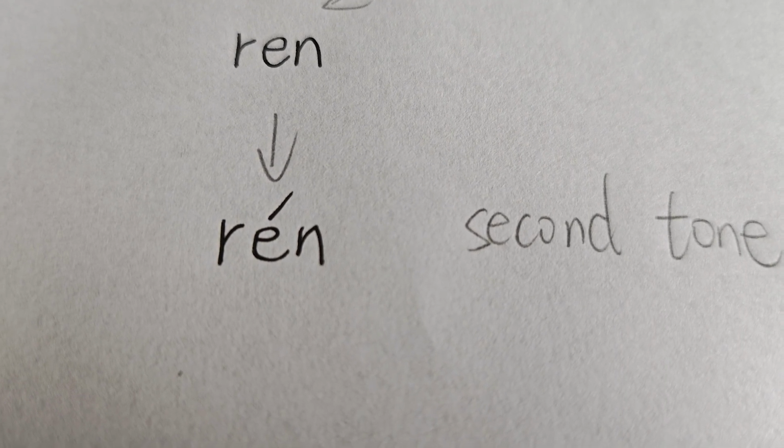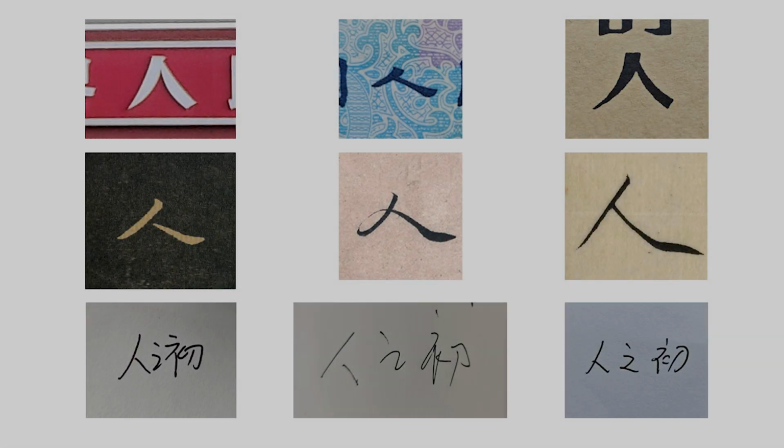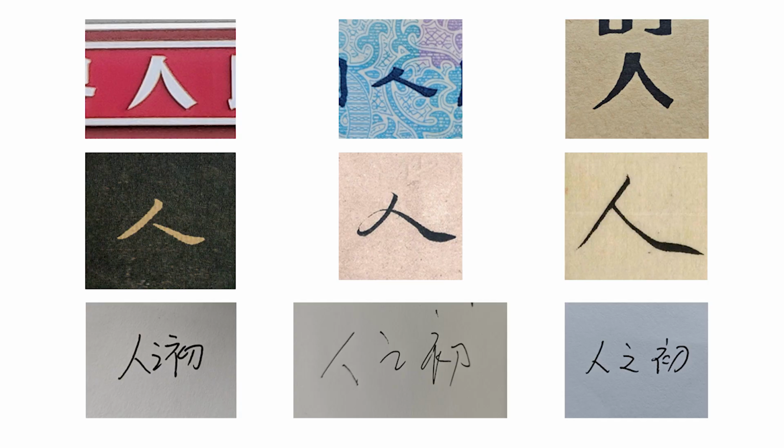Because Chinese characters can be thought of as pictures, each person draws them differently. Therefore, different people have their own unique handwriting styles. So, you don't have to write them in a certain way. These are all the Chinese characters for 人.